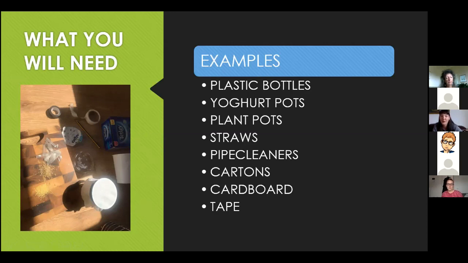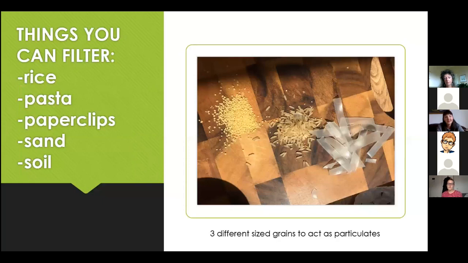One element you can add to this is water purification. That's obviously a huge thing. Sanitation is a huge part of why healthcare is important. We need to have sanitary water to deal with disease. So you could fill up your water with different sediment or particulates such as rice, pasta, soil, and put this through your system and try and filter it out so that the end product is pure water.